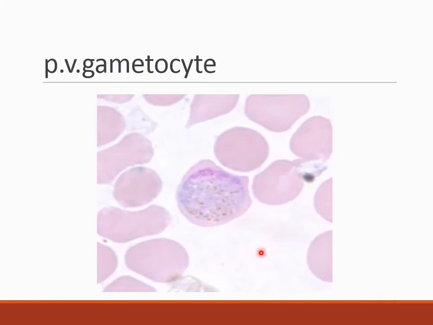This is the image which shows the Plasmodium vivax gametocyte, with an eccentric nucleus and the presence of Schüffner's dots in its cytoplasm, and the RBC remains enlarged.